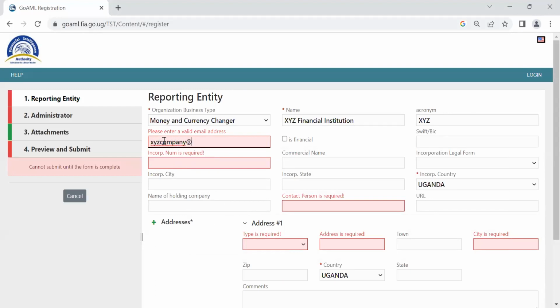Please put an actual email of your institution that you will have access to. On the name, if you put, let me say Verizon, you put Verizon Financial Institution? No, put the name of your Forex Bureau. XYZ, then. Don't copy mine. Put the name of your Forex Bureau. Don't put financial. The name of your institution, the name of your Forex Bureau. Then on the acronym, it's not required. It's just a short name. If you have an abbreviation for your Forex Bureau, then you capture it there.